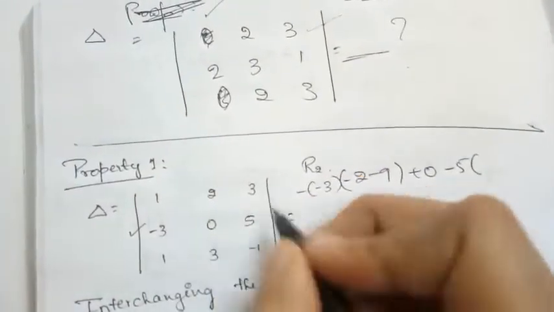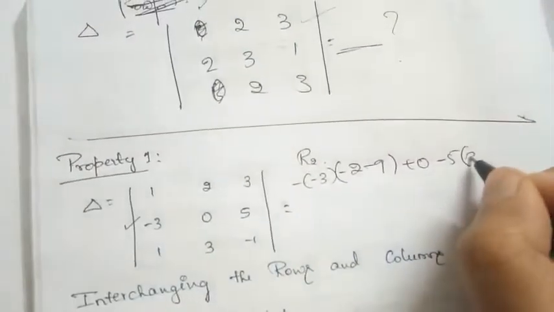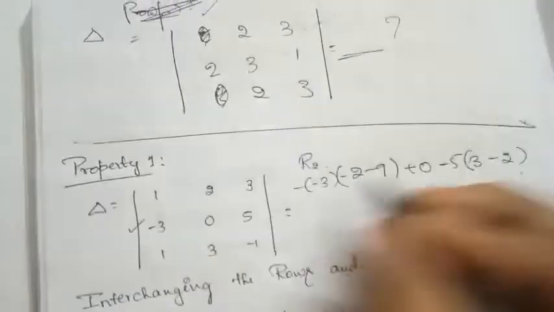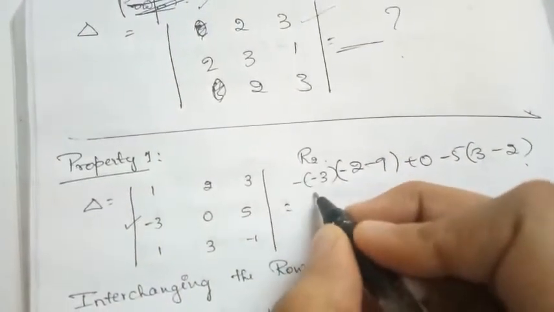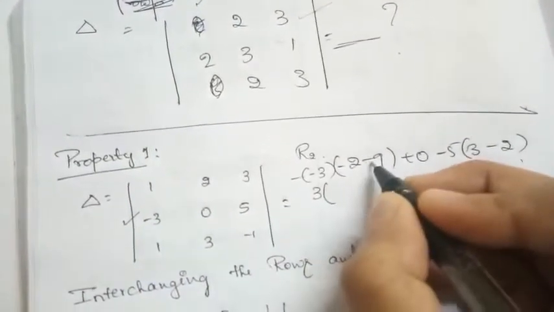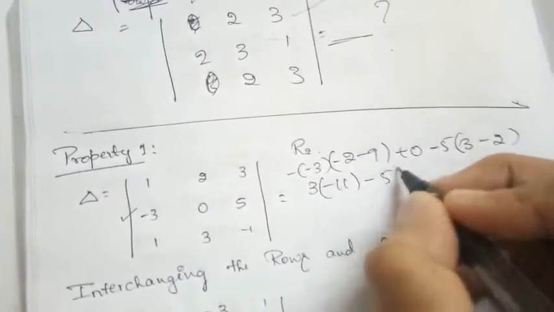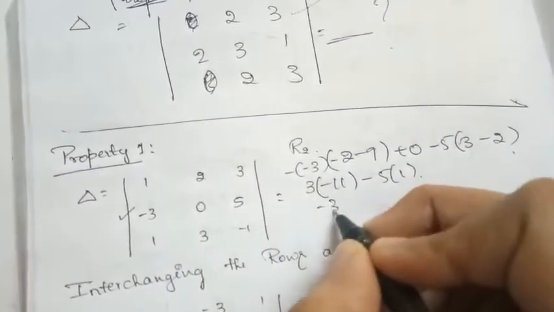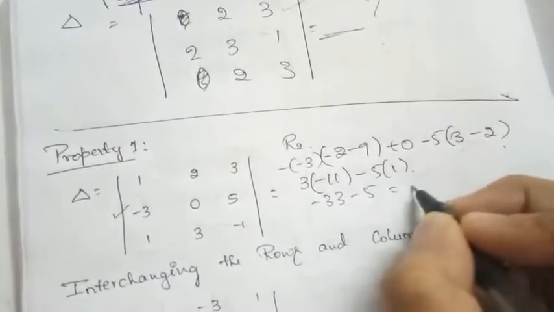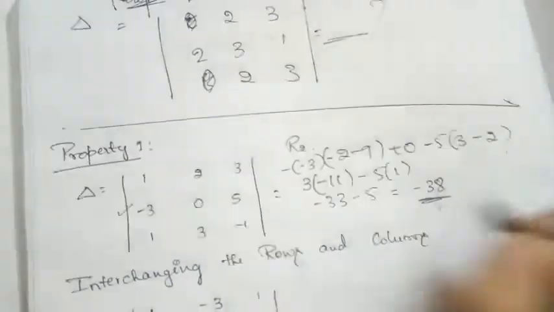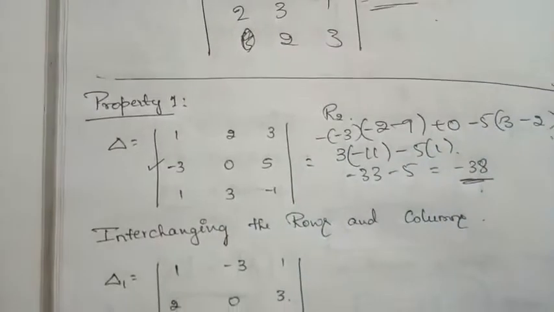Again deleting that row and column, 3 minus 2. So it is nothing but minus into minus plus 3, 9 minus 2 is minus 11, minus 5 into 1, so minus 33 minus 5, it is minus 38. So I got the value of this determinant as minus 38.